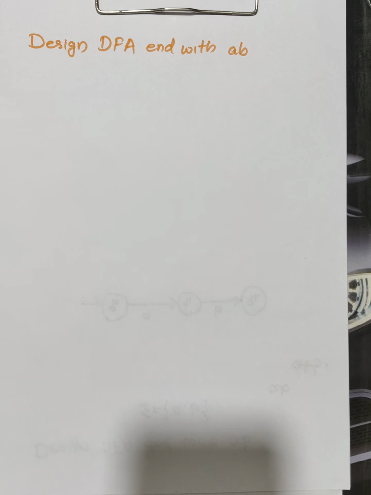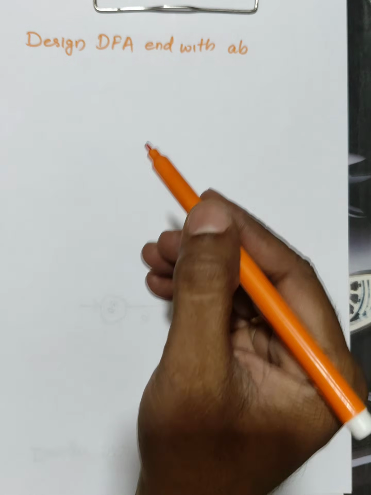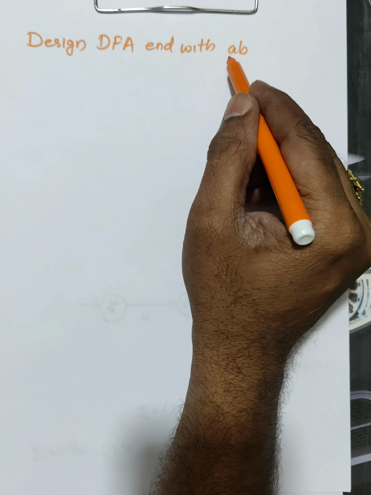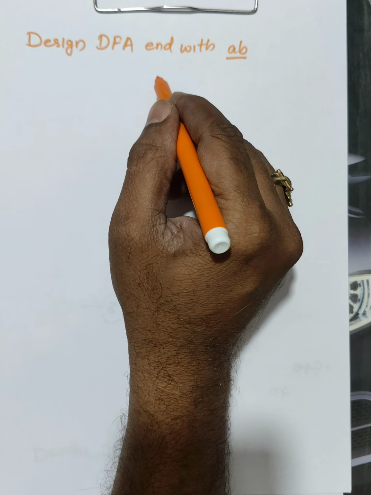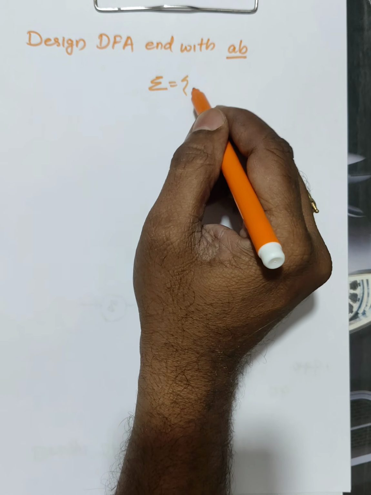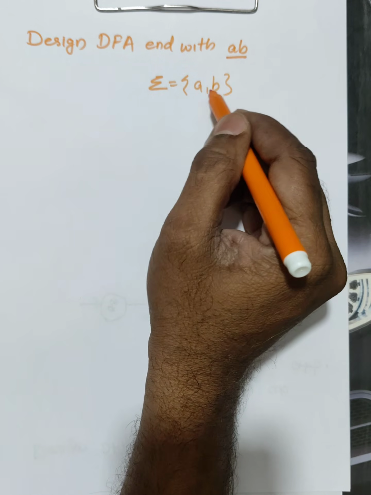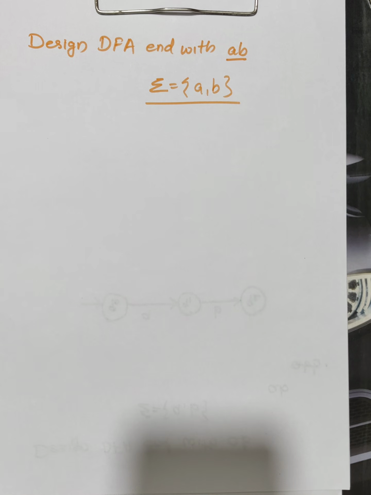Design a DFA that ends with AB. This means we have to design a DFA to accept strings that end with AB. First, what are the input symbols? The input symbols are A and B. There are two input symbols. From these two input symbols, we have to design a DFA to accept the strings that end with AB.